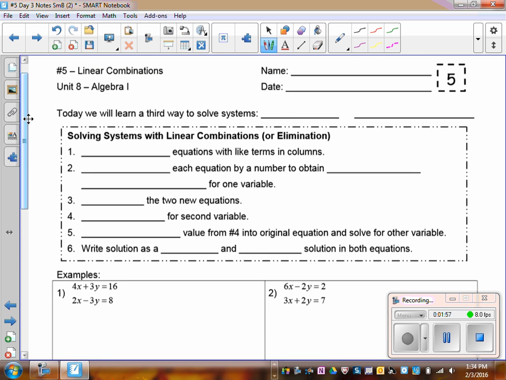Today we will learn a 3rd way to solve systems, and it's called... Can you see where that other marker went?